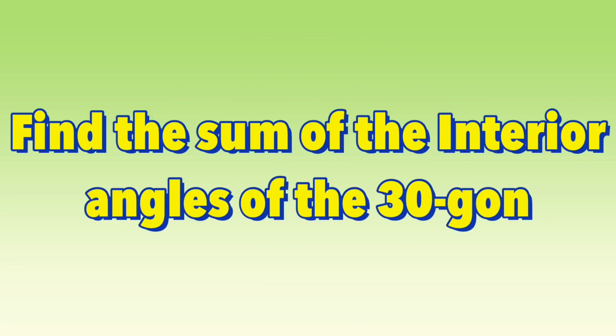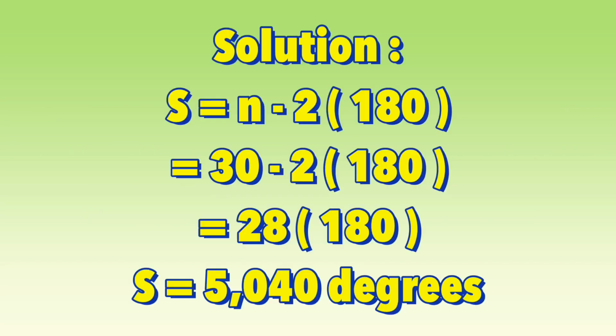Okay, next problem, number 3. Find the sum of the interior angles of the octagon. So octagon means 30 is the sides of the polygon. Solution: we have the sum equals n minus 2 times 180. Since the number of sides of the polygon is given, 30, we substitute it for n. Then 30 minus 2 times 180. Then 30 minus 2 equals 28, times 180. So we have the sum of 5,040 degrees, the octagon.